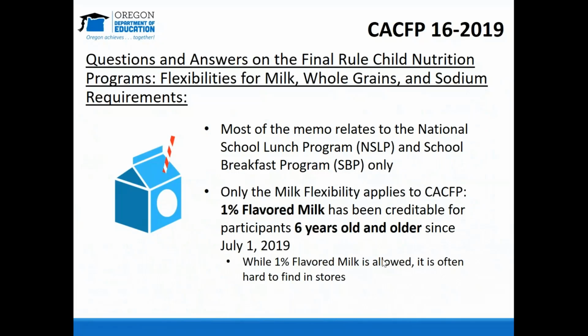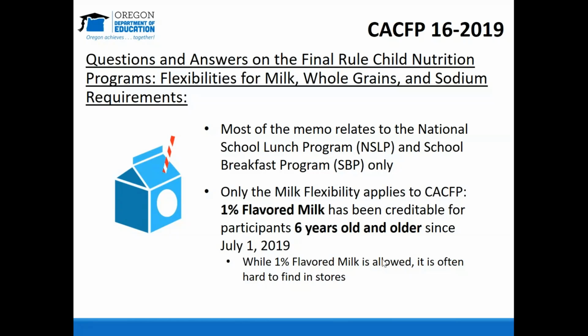So the first memo mostly relates to the National School Lunch Program and School Breakfast Program. And the one piece of information in that memo that relates to CACFP is the milk flexibility. Previously, only non-fat flavored milk was allowed for children 6 years old and older and adult participants. Now with this flexibility, it also allows 1% flavored milk to be creditable for participants 6 years old and older. The flexibility has been in effect since July 1st, 2019.